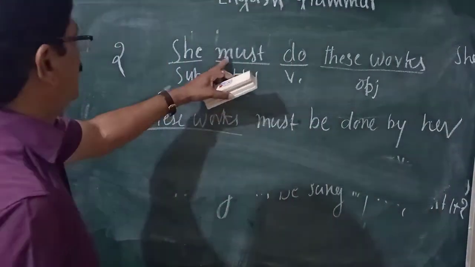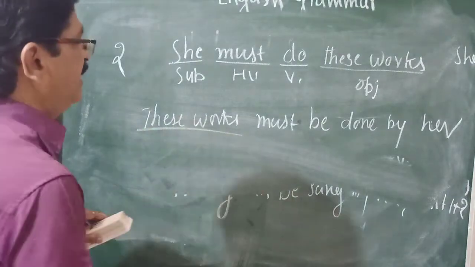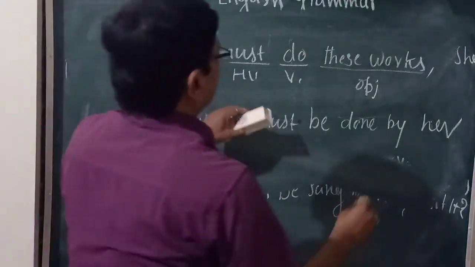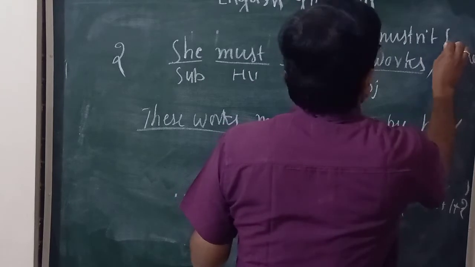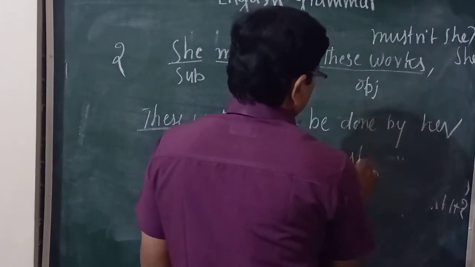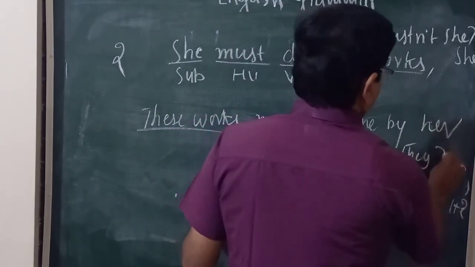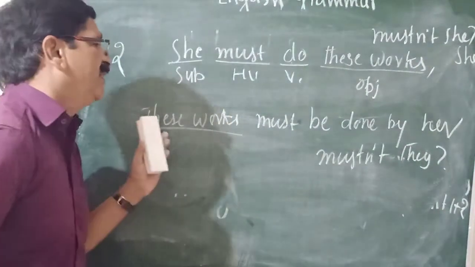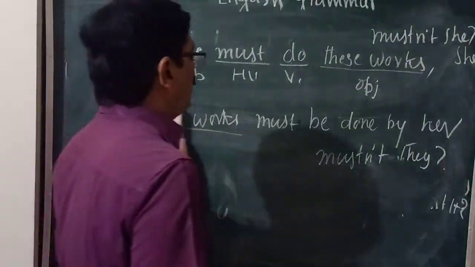Question tag: mustn't she, and here mustn't they, right? You can write at the end, put a comma and make the question tag: mustn't she, and here mustn't they. This is very, very easy, right? Next, the last one, we shall do it. One more example.